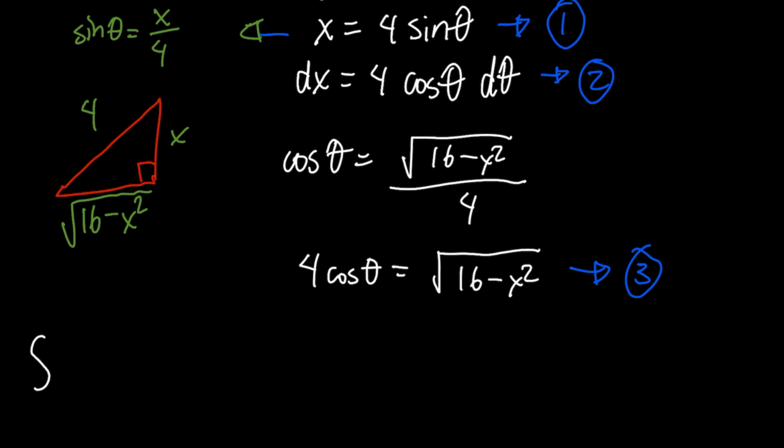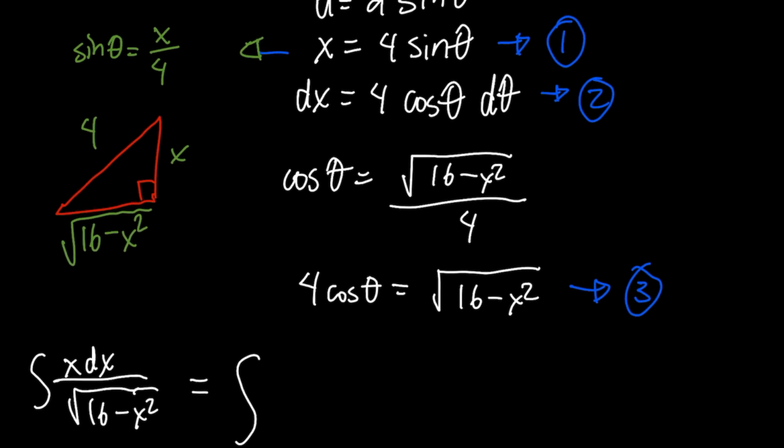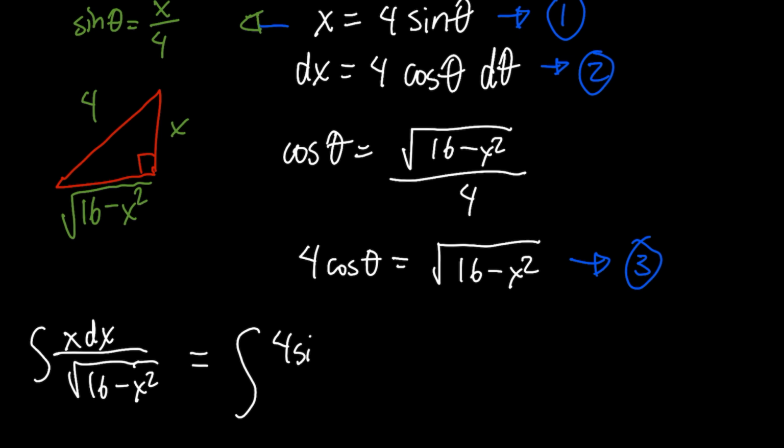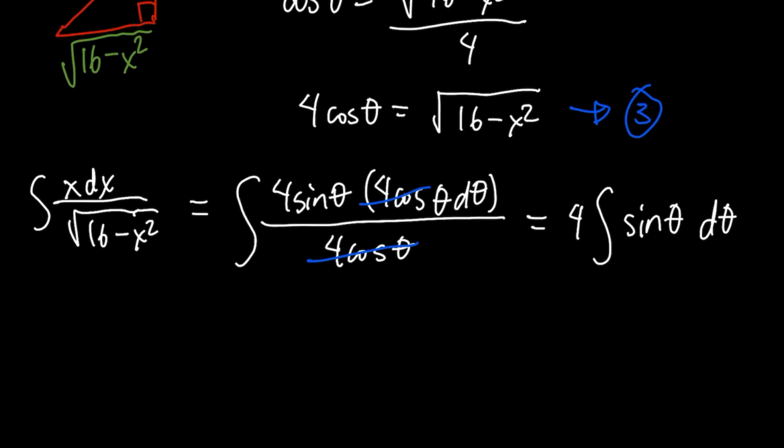So let me just rewrite our problem from earlier. The integral of x dx all over the square root of 16 minus x squared. So let's now substitute what we know. We know that x is equal to 4 sine theta, and dx is equal to 4 cosine theta d theta. And we know that the square root of 16 minus x squared is equal to 4 cosine theta. Then we can now cancel 4 cosine theta here, and we'll be left with 4 times the integral of sine theta d theta.